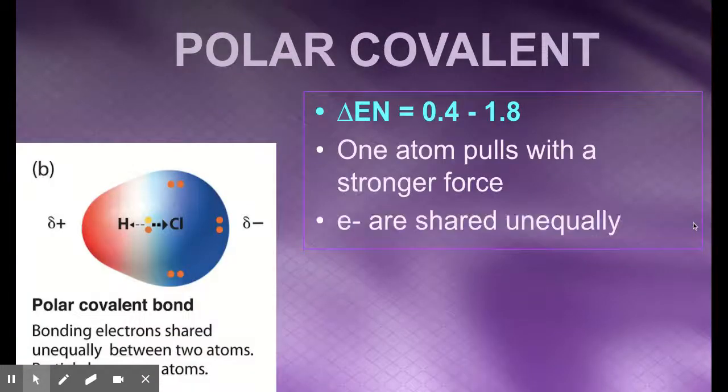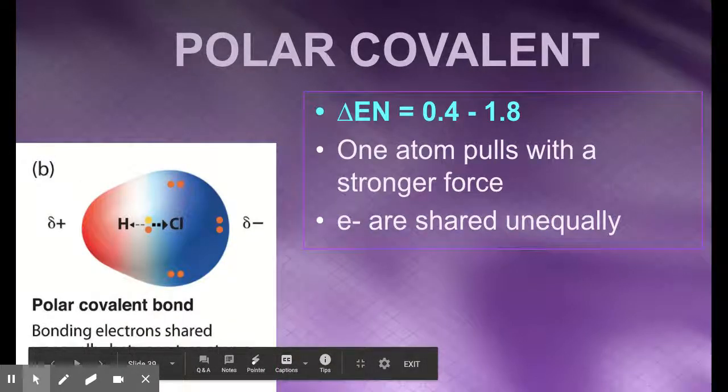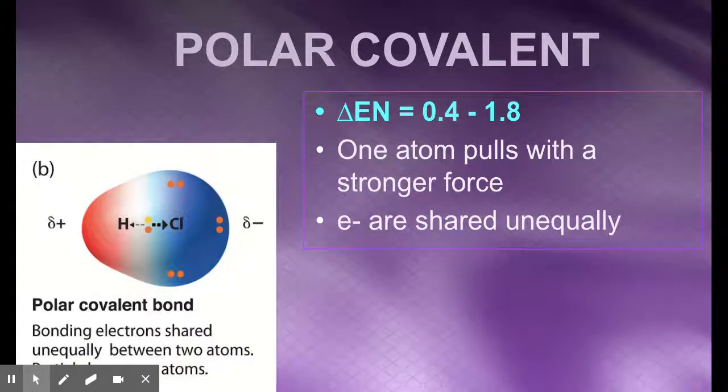So for polar covalent, the difference in electronegativity needs to be between 0.4 and 1.8. Polar covalent means that they are sharing, but they're polar, which means that one end has a greater attraction than the other end. If you're bonding 2 atoms together, like hydrogen and chlorine, chlorine has a higher electronegativity. It's going to have more attraction than the hydrogen, but it's still not enough to steal the hydrogen's electron.